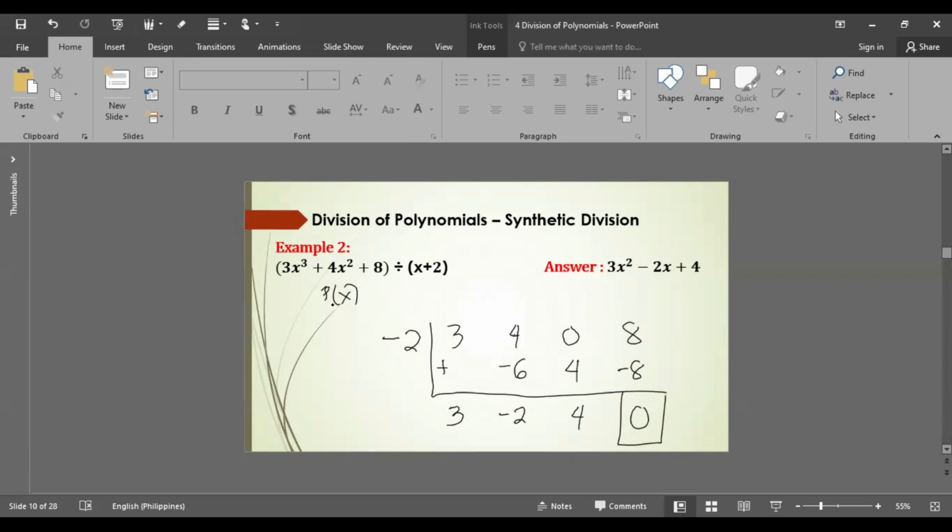So, ibig sabihin, talagang walang remainder yung quotient ng polynomials na ito. So, what is the degree of the original function? It's 3. So, ibig sabihin, yung quotient ay babawas ng isa. Ang magiging degree ng quotient ay 2 na lang. So, we have 3x raised to 2 minus 2x raised to 1 plus 4. This is now the quotient. So, tumugma siya, class, sa sagot na nakuha natin nung pinerform natin yung long division.